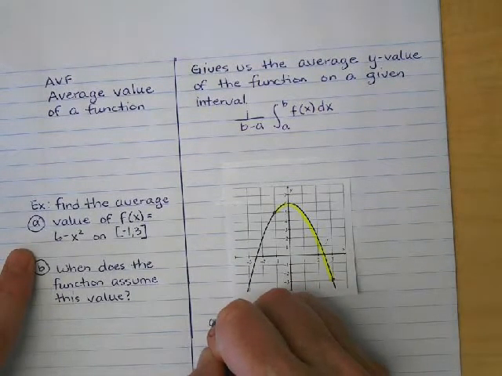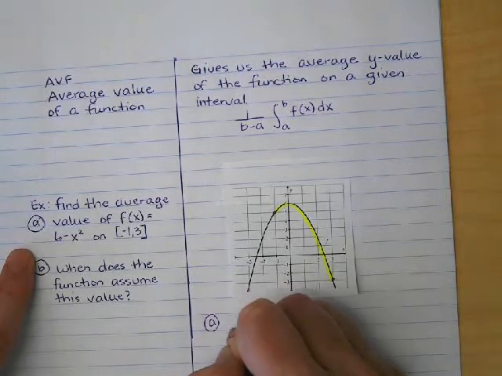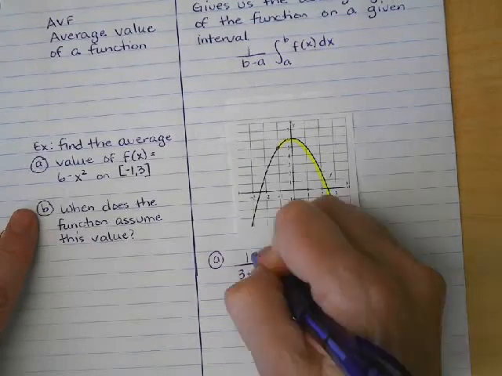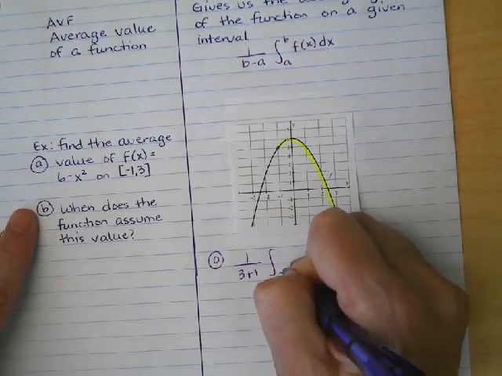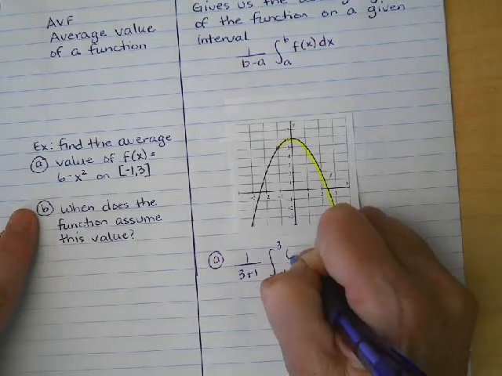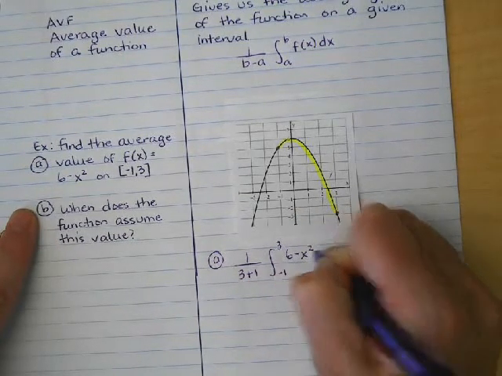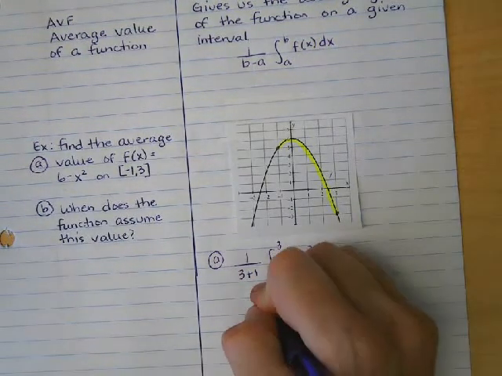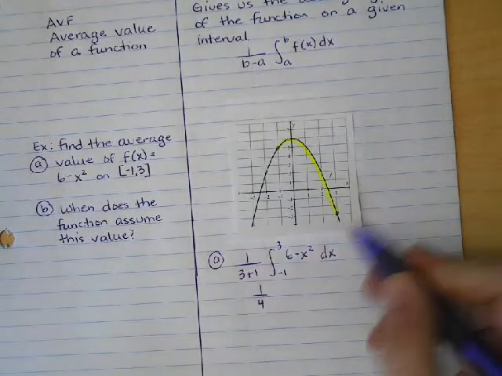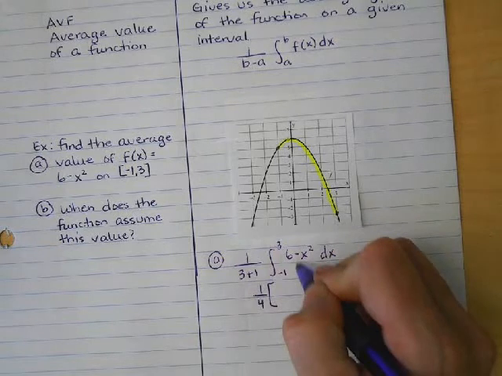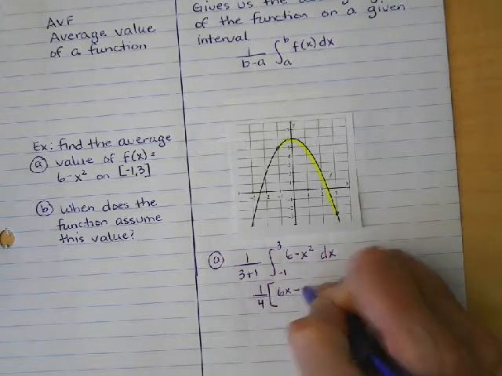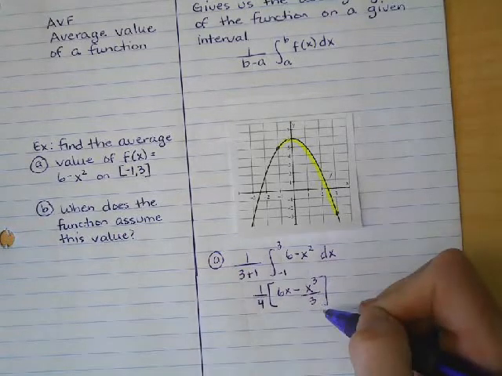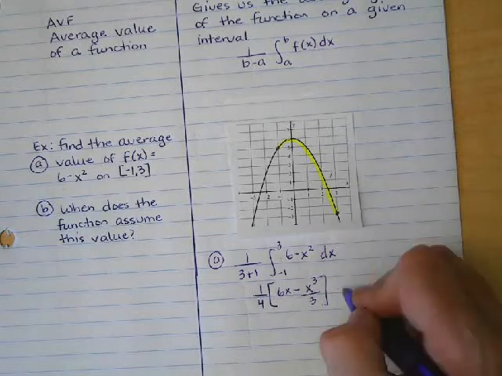So for part A, I'm going to go 1 over 3 minus -1, which becomes 1 over 3 plus 1, times the integral from -1 to 3 of 6 minus x squared dx. So this is 1/4 times the integral. The integral of this is going to be 6x minus x cubed over 3, and we are going to evaluate that from -1 to 3.